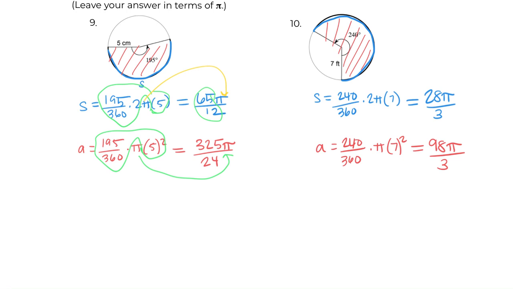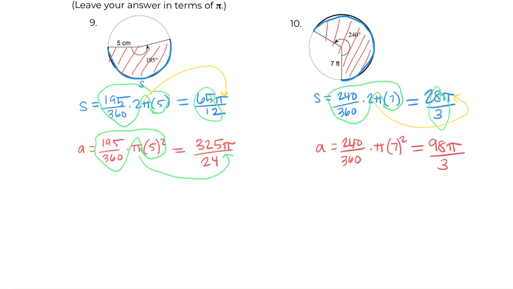For number 10, same idea. I'm going to multiply in my calculator everything except for the pi, simplify that into a fraction. That's where I get my 28/3. And then after that, I add the pi on to the numerator because it's multiplying.